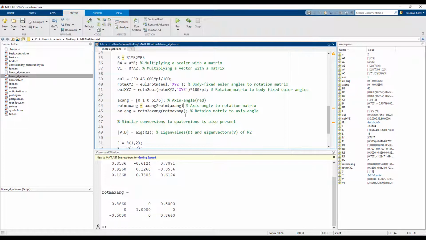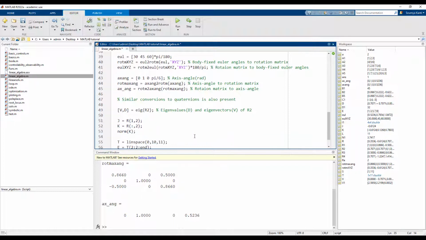And similarly you can go from a rotation matrix to axis angle form. So if you want to know what is the axis and angle, so this is rotm2axang, and then actually I am putting this one directly here. So you can see that, okay, 0 1 0, and this is actually pi by 6. So similar transformations are also present in case of quaternions and other techniques. So you can actually delve into much more detail, and you can search about it.